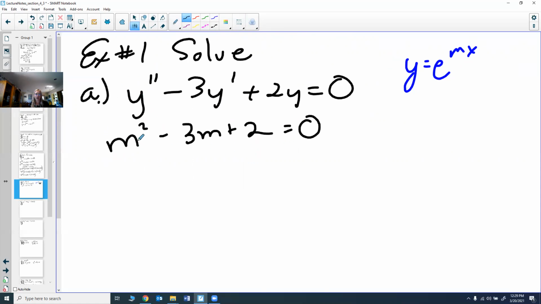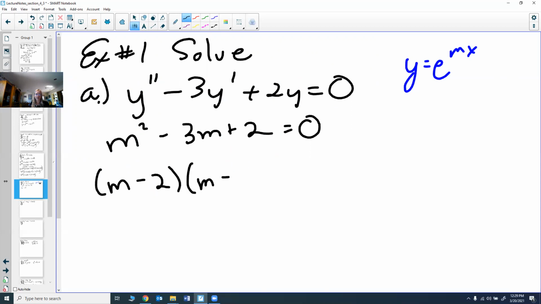Notice this is y double prime and it's m squared. This is y prime and it's just m, and then it's just plus 2. There's no derivative here, so there would be no m. And it always works out this way. You can actually prove it to yourself if you want to. Plug it in, see what happens. You will get this.